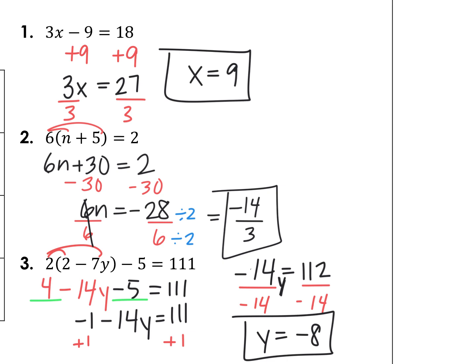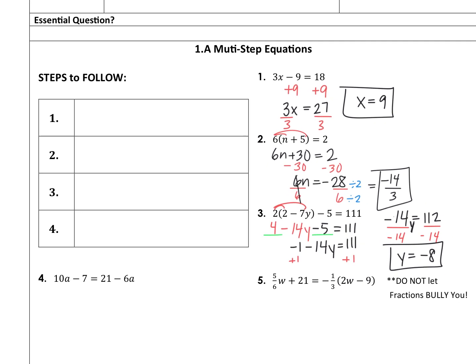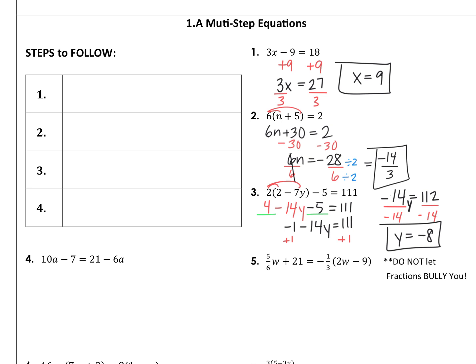Okay, let's talk then about the steps here. When I'm solving an equation, the first thing we always look for is what? You know it, you can say it. What's the first thing you look for? Or what do we do first if we have it? Distribute. Yes. The first thing we do if we have it is we distribute. That's if you got parentheses, you got a number on the outside, you multiply it, right? So that happened on numbers 2 and number 3.